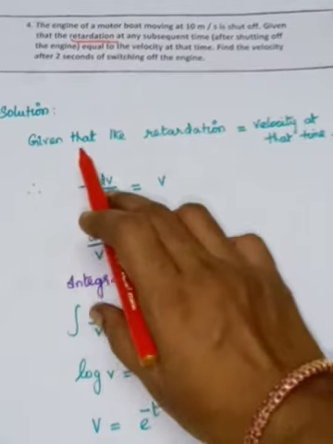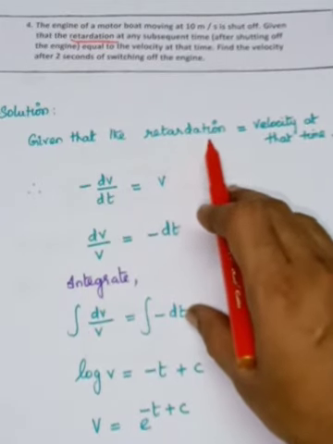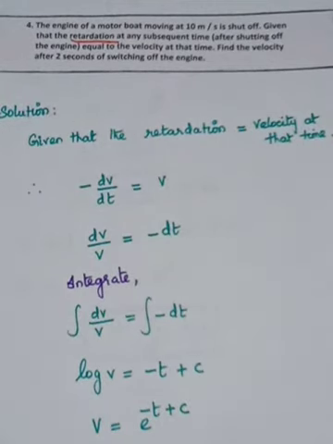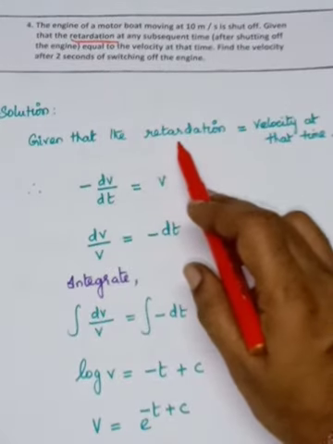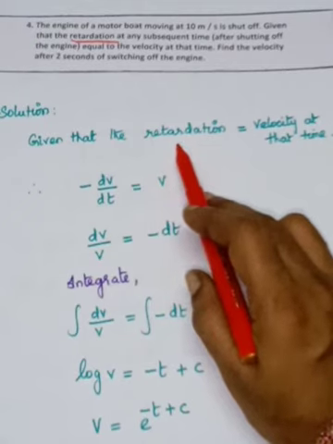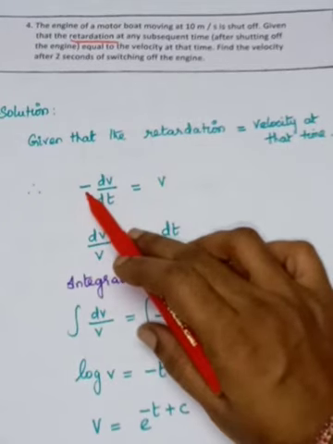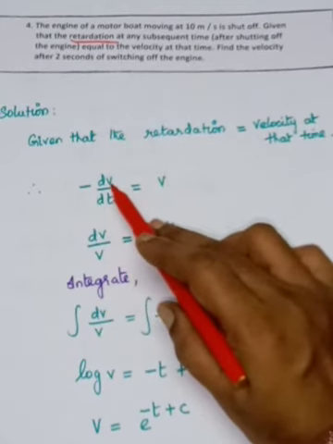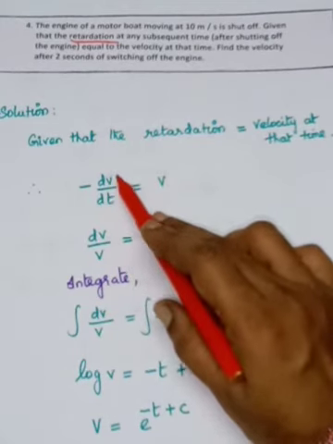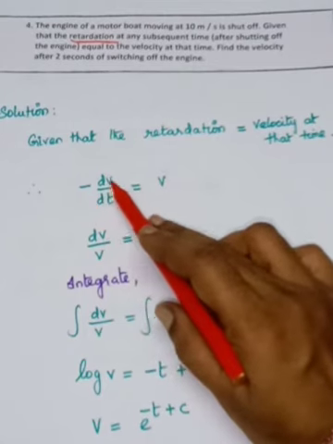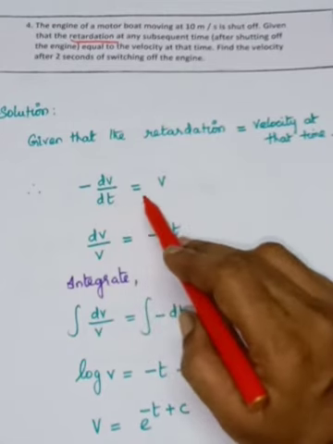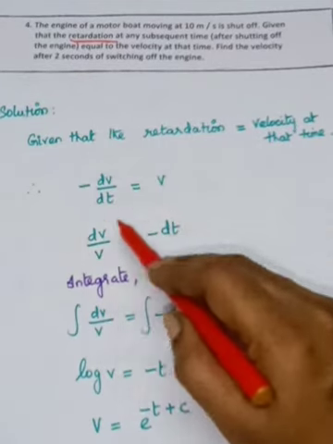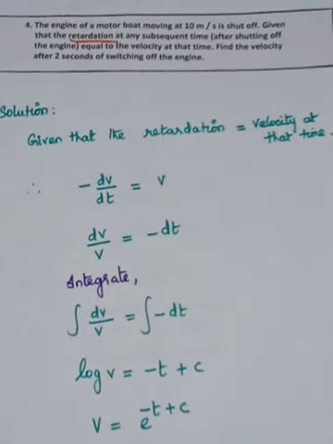So what is given? The retardation at any time t is equal to the velocity at that time. Retardation is a negative acceleration, so I have written minus here. Acceleration is the rate of change of velocity. What is v? v is the velocity. The rate of change of velocity is nothing but dv by dt. That is equal to the velocity, so it is equal to v. So here we formed the differential equation.